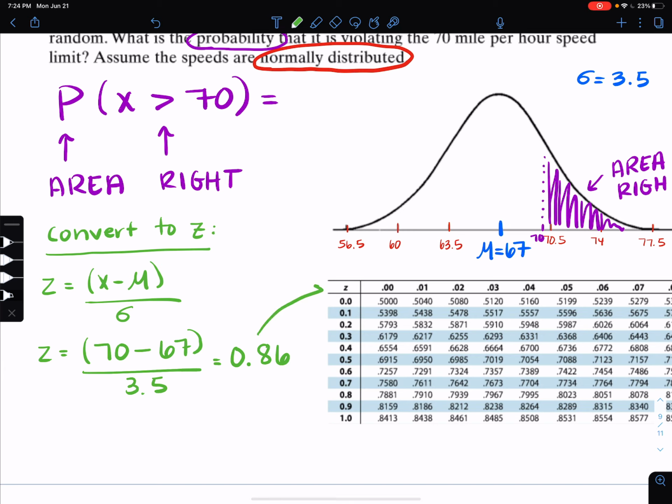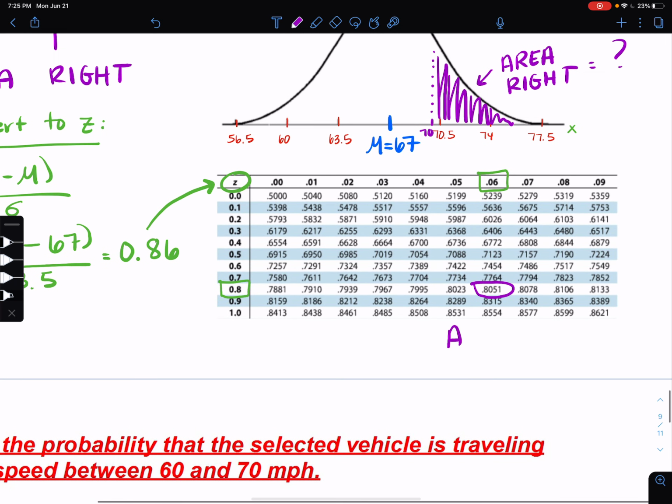Now the purpose of this is because once we've converted to z, then we can go to our table. And once we can go to our table, everything's going to look exactly the same as it did in the previous section. So I'm going to look up the z-score, 1 decimal place on the left-hand side, 0.8. Second decimal place across the top, there's my 6. And then I want to remember where those two things intersect, I get the area to the left. All right, super important to remember that.